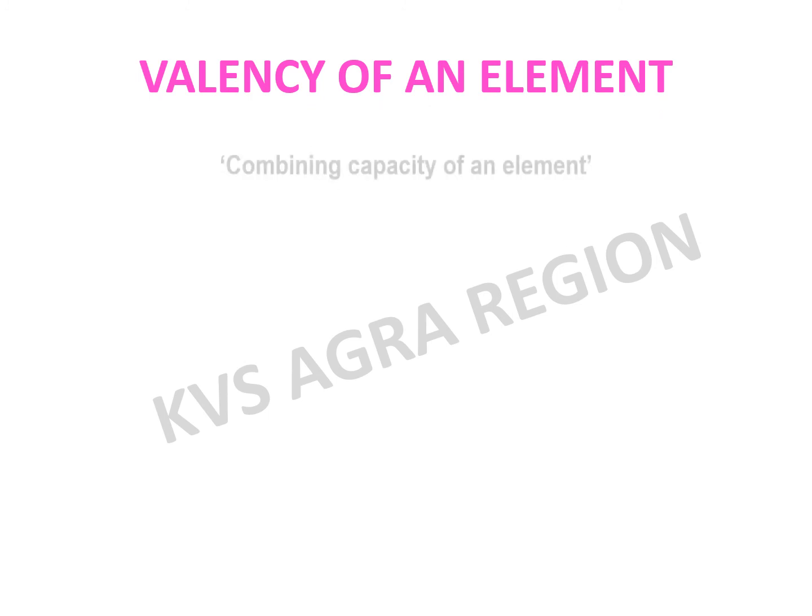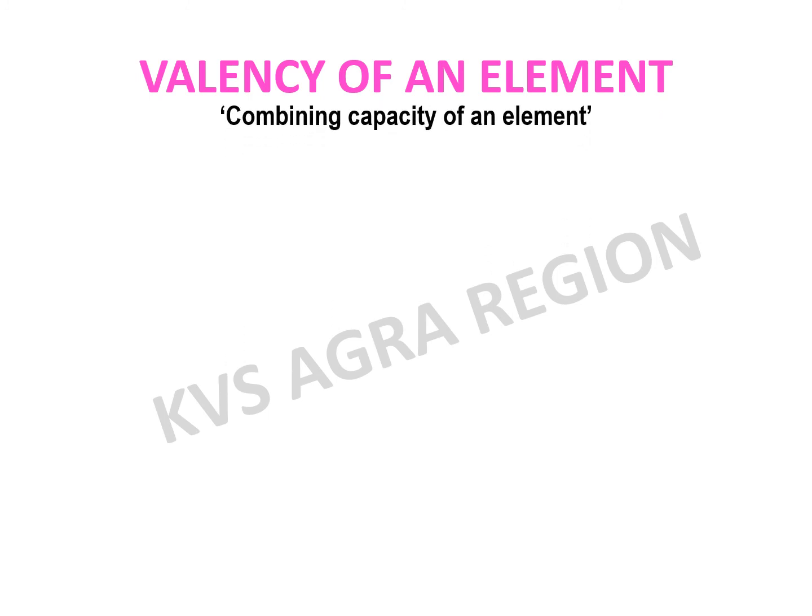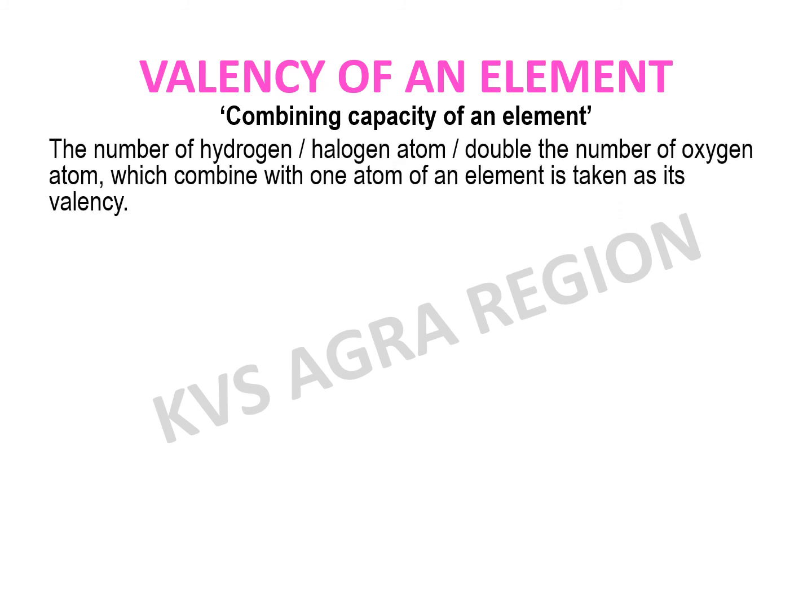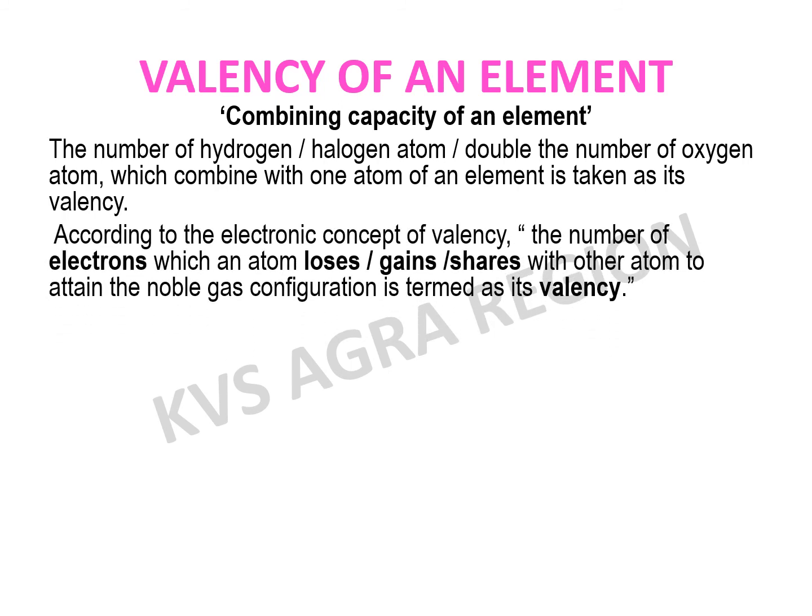Valency of an element is the combining capacity of an element. We can say that the number of hydrogen or halogen atoms or double the number of oxygen atoms which combines with one atom of an element is taken as its valency. According to electronic concept of valency, the number of electrons which an atom loses or gains or shares with the other atom to attain the noble gas configuration is termed as its valency.